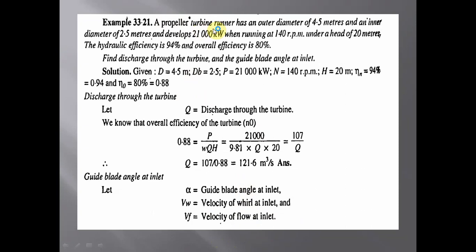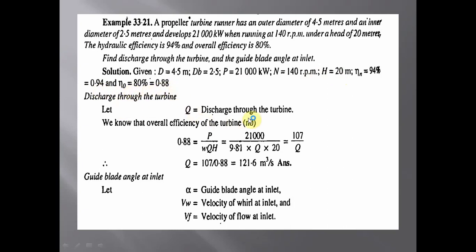Next one, a propeller turbine runner has an outer diameter of 4.5 meters and inner diameter 2.5 meters and develops 21,000 kilowatts when running at 140 rotations per minute under a head of 20 meters. The hydraulic efficiency is 94% and overall efficiency 80%. Find the discharge to the turbine and guide blade angle at inlet. So given diameter 4.5 meters, Db is 2.5, P equal to 21,000 kilowatts, N equal to 140 rpm, H is equal to 20 meters, hydraulic efficiency is 0.94, and overall efficiency is 80%, 0.8.